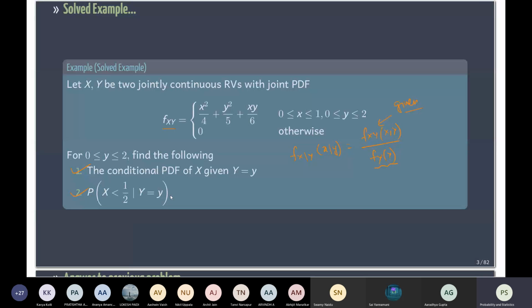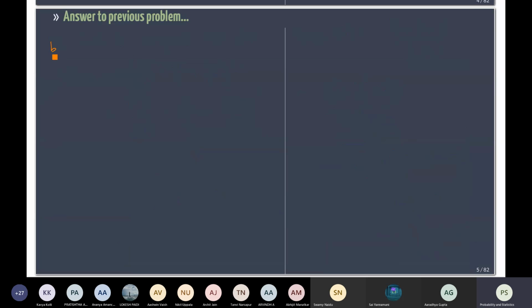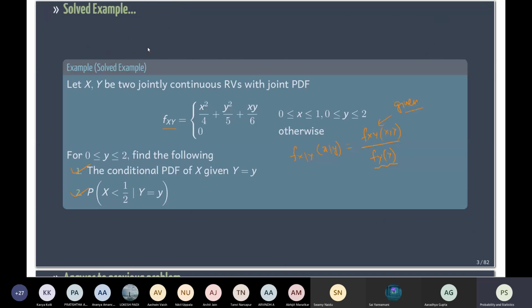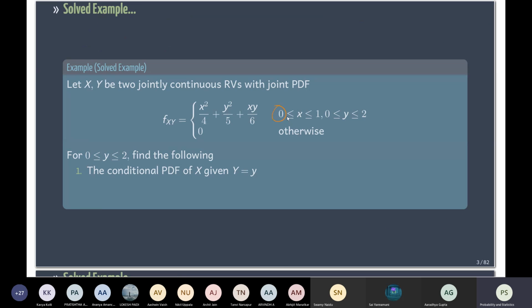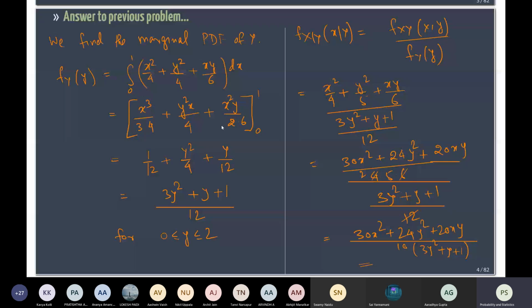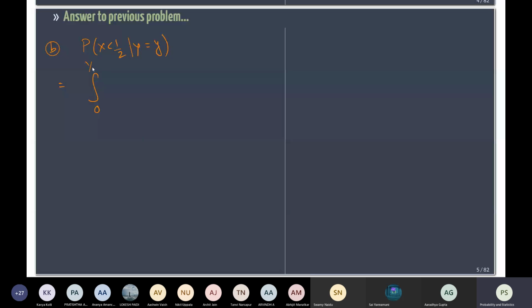The next question was the probability that x is less than half and y equal to 2. So this is the B part, probability that x is less than half and y is equal to y. According to the definition, we have to put the range of x. The lower bound of x is 0 anyway, and the upper bound is defined by the condition itself, which is half. So this is 0 to half.